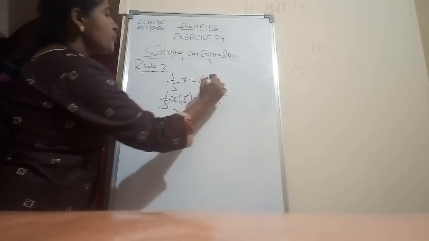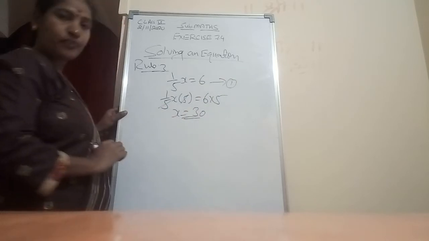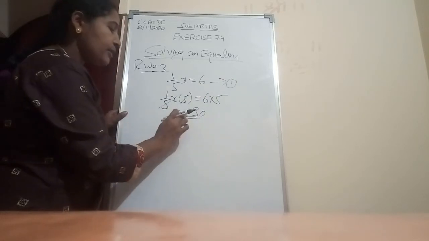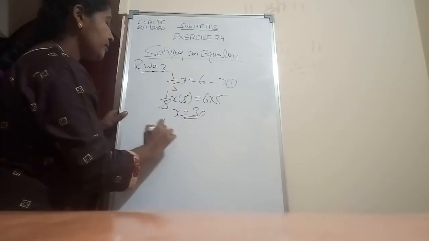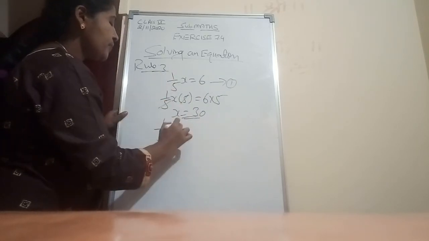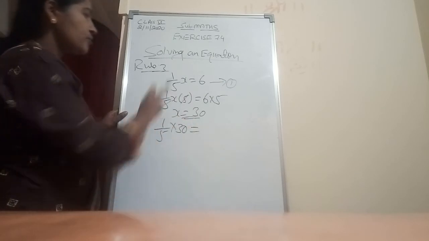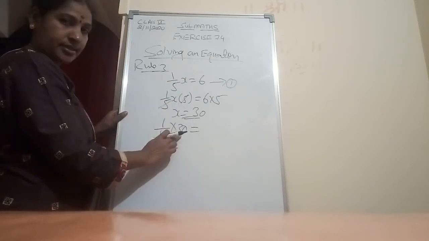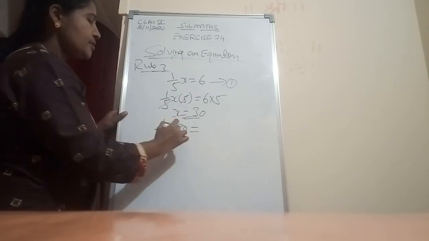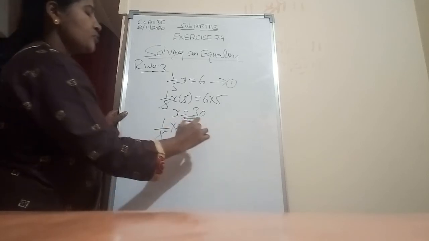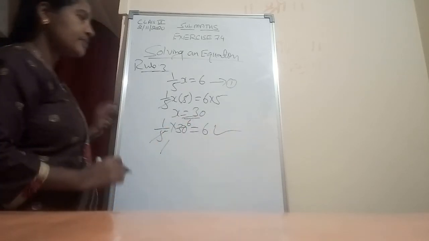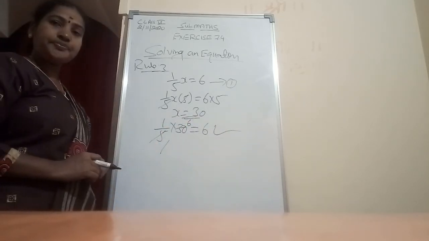Consider this as equation 1. If I substitute the value of x as 30 here, in place of x I have to write 30, no? So 5 1s are 5, 6. So I am getting the answer as 6. That is success. Okay, children?